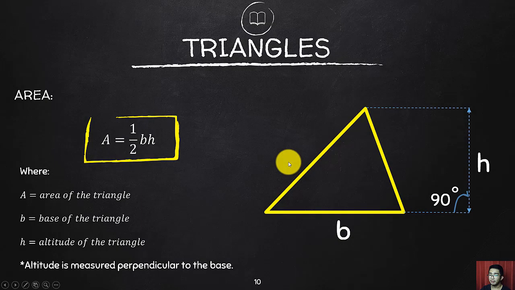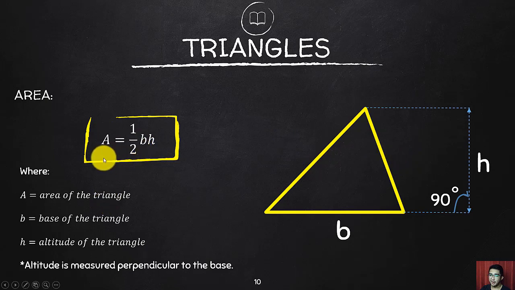For the areas, however, there are multiple formulas which we can now use to solve for the area of a triangle. The first one is when the base and the altitude are given. The common formula for the area of triangles is given as 1/2 base times height. So that is 1/2 base times height.